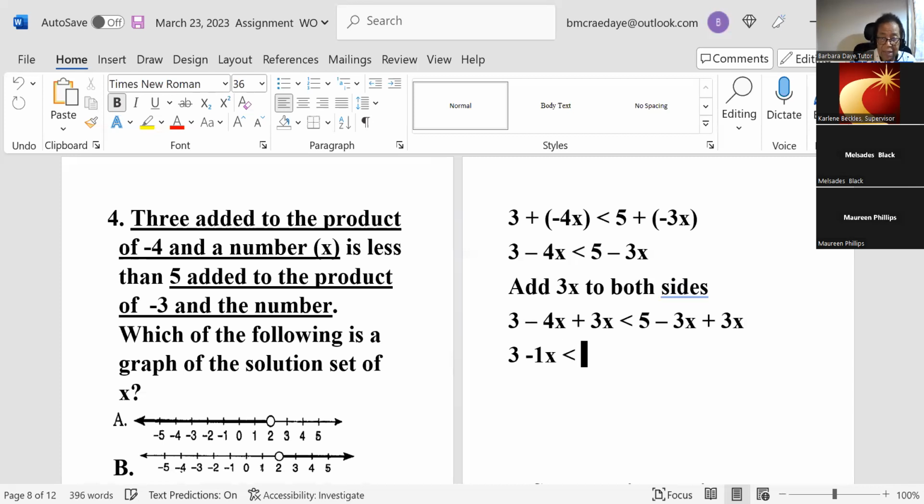Less than. And what do we have on the right side? Maureen, what's on the right? 0 plus 5. That's it. Because minus 3x plus 3x is 0. So let me just put the 0 there for clarity. Now, we have 3 minus 1x less than 5 plus 0. Now, Maureen, what do we do?